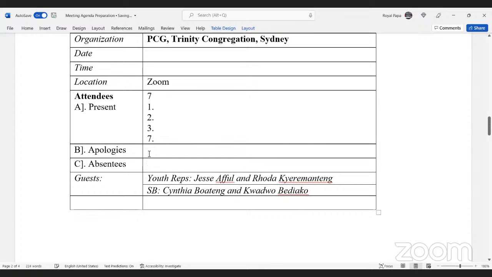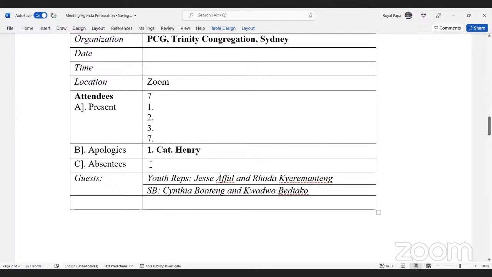So apologies are people who asked permission. People who formally, there's going to be a meeting. If you cannot attend a meeting, write to the secretary: I am unable to attend the meeting because of that. So that comes, and then that's going to be apologies. So maybe Catechist Henry has formally asked permission, and so his name comes in as apologies.